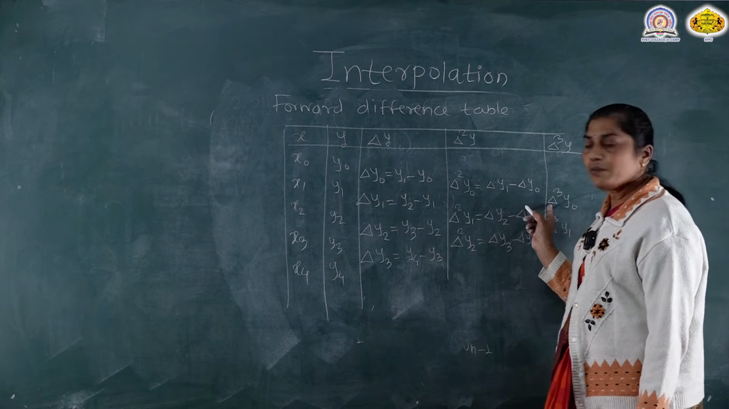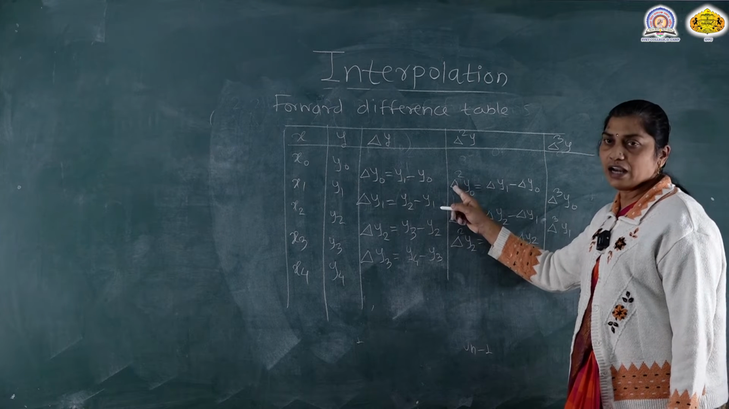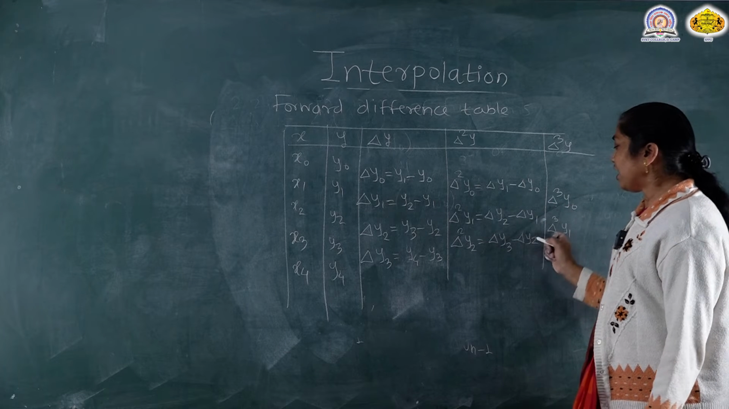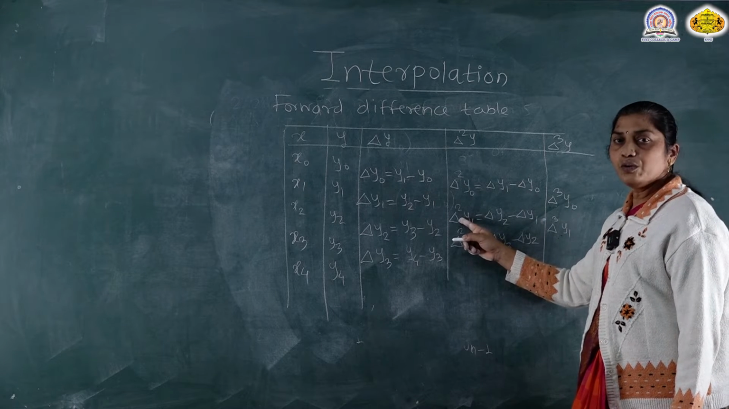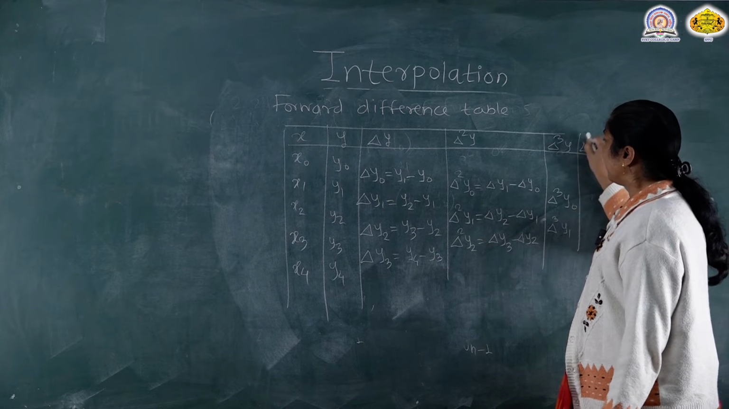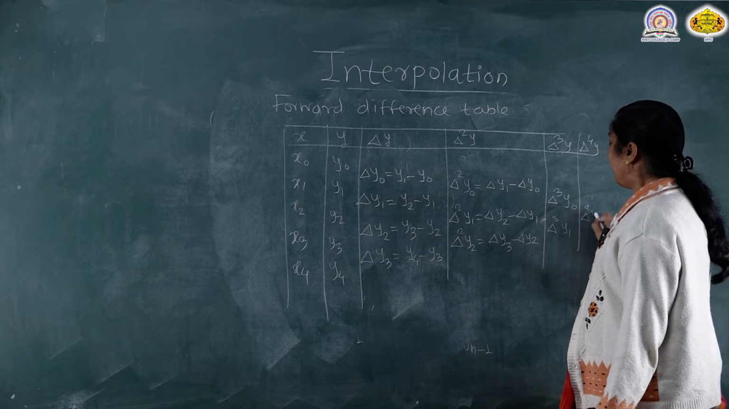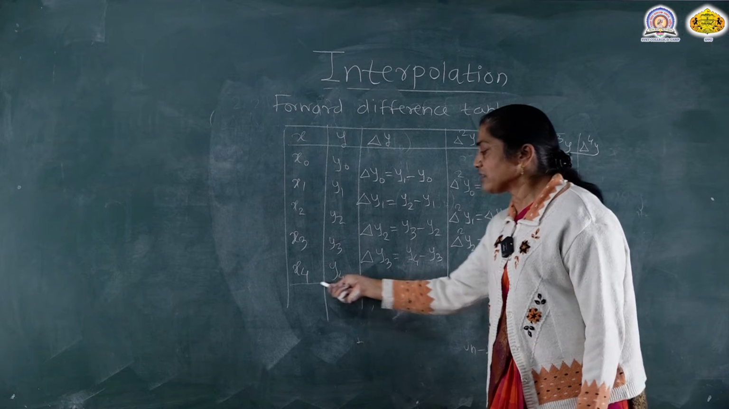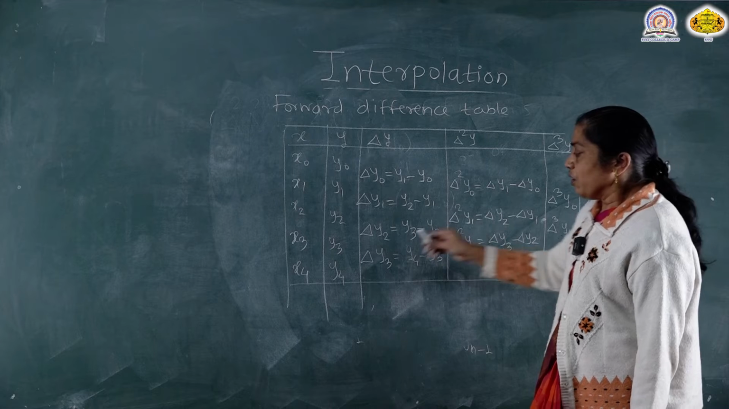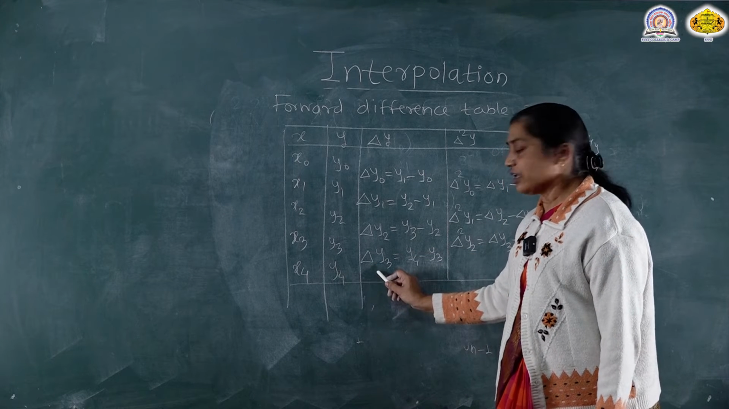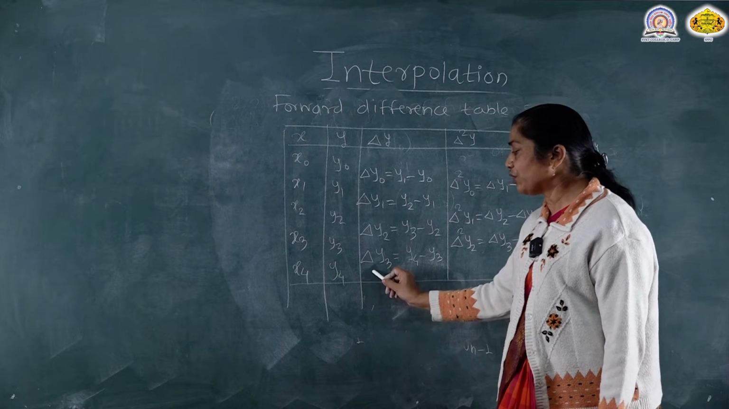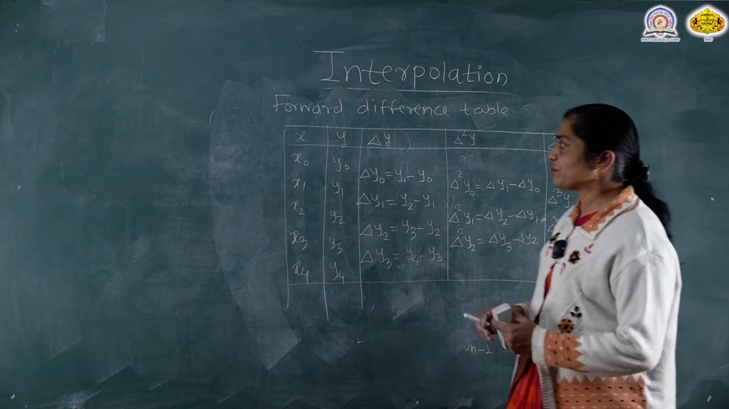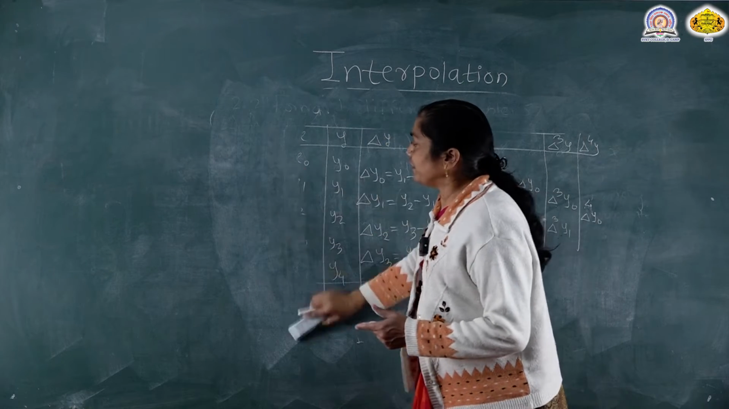What is delta cube y0? It is obviously the difference between two delta squares. So it is delta square y1 minus delta square y0. And what is delta cube y1? It is delta square y2 minus delta square y1. And lastly we get delta raised to 4 y, that is nothing but delta raised to 4 of y0. So observe that this is known as the forward difference table. Every time we are not getting the last value. So here we don't get delta y4, or delta square y3 and delta square y4 and so on. So this is nothing but forward differences.